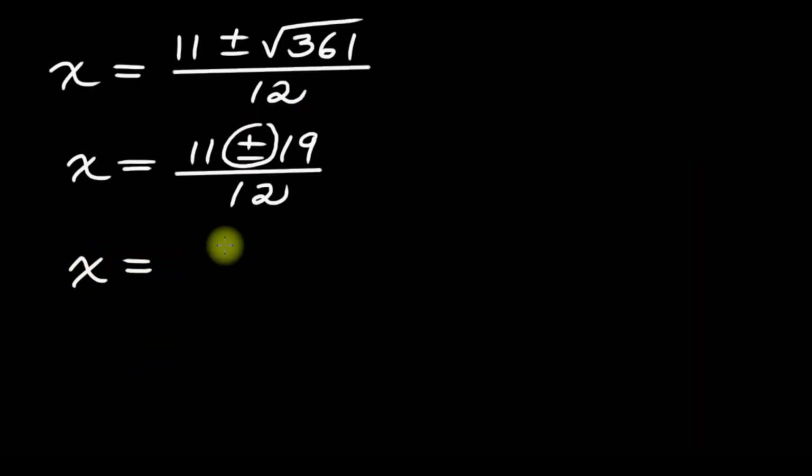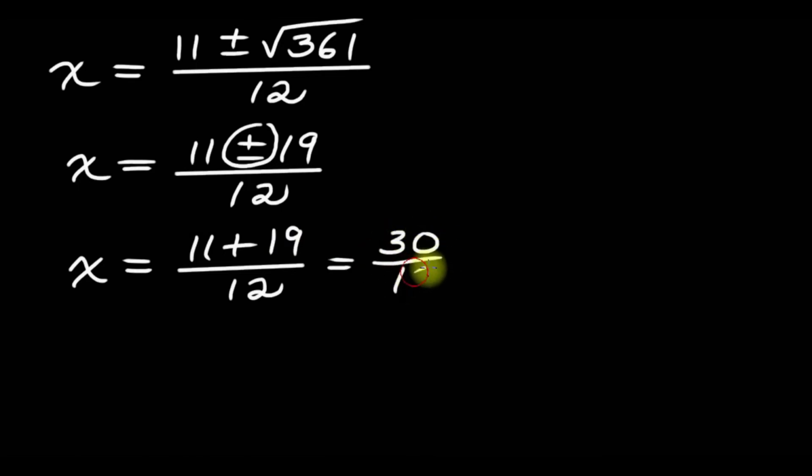So x is 11 plus 19, all over 12. And that's going to give you 30 divided by 12. 12 cannot go into 30 exactly, but we can reduce it by 6. 6 is the greatest common factor. So 30 over 6 is going to give you 5, and then 12 over 6 is 2. So that's one of the solutions.